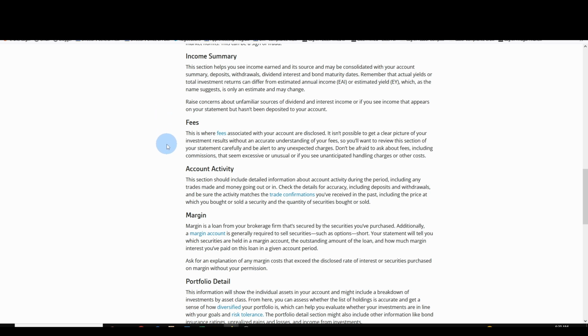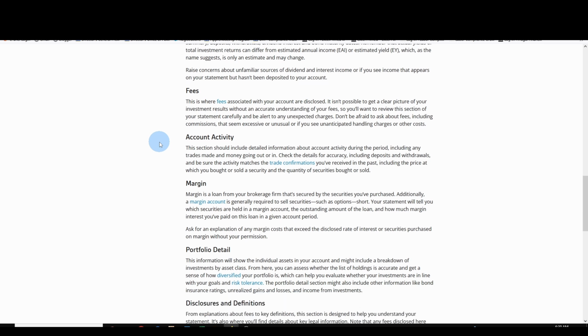Fees. This is where fees associated with your account are disclosed. It isn't possible to get a clear picture of your investment results without an accurate understanding of your fees. So you'll want to review this section of your statement carefully and be alert to any unexpected charges. Don't be afraid to ask about fees, including commissions that seem excessive or unusual, or if you see unanticipated handling charges or other costs.